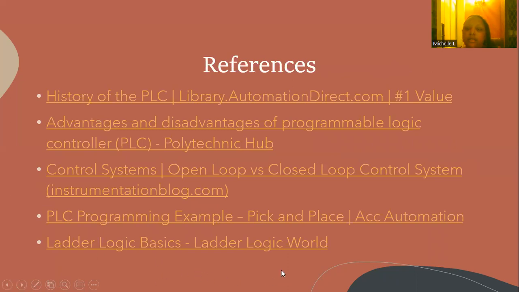Here, I just want to give acknowledgement to some of the references that I use. We have library automation direct, the Polytechnic Hub, also instrumentationblog.com, ACC Automation, and Ladder Logic World.